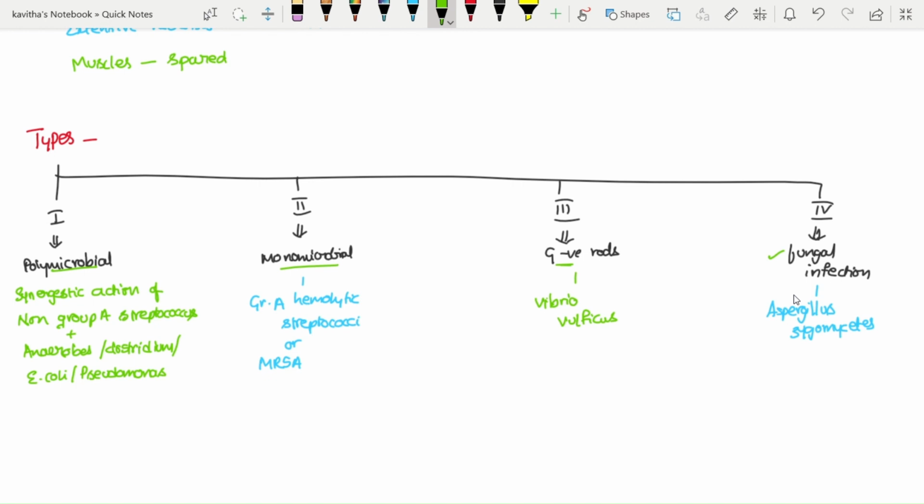So it is a synergistic action of non-group A streptococcus along with anaerobes or clostridium or enterococci like E. coli or Pseudomonas. Whereas monomicrobial is due to a single group of organism like group A beta hemolytic streptococci or methicillin resistant Staph aureus. Type 3 is due to gram-negative rods like Vibrio vulnificus. Type 4 is due to fungal infection like Aspergillus and zygomycetes.